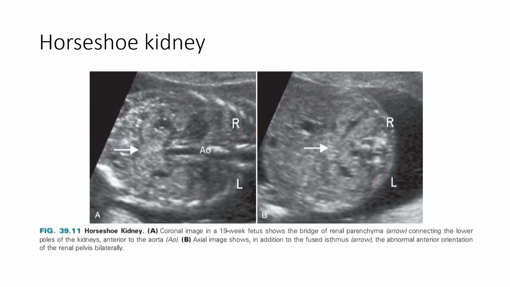Horseshoe kidney is mainly due to the fusion of the lower poles of both kidneys. They will be fused inferiorly and in front of the aorta. This is the image showing the right kidney and the left kidney. There is fusion in the lower pole. It's usually associated with Turner syndrome.